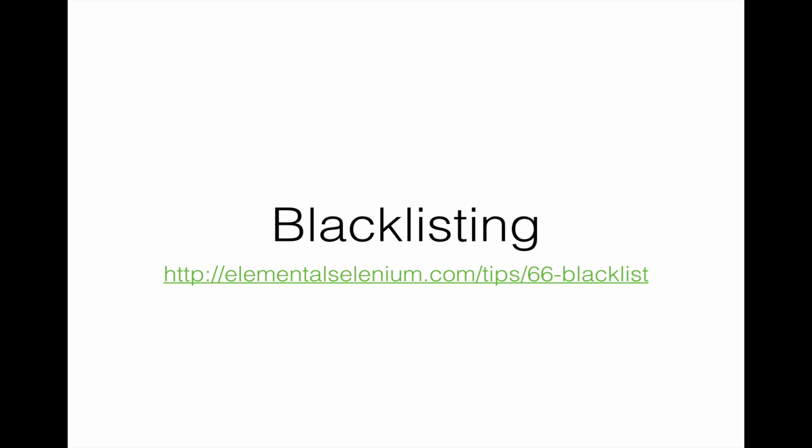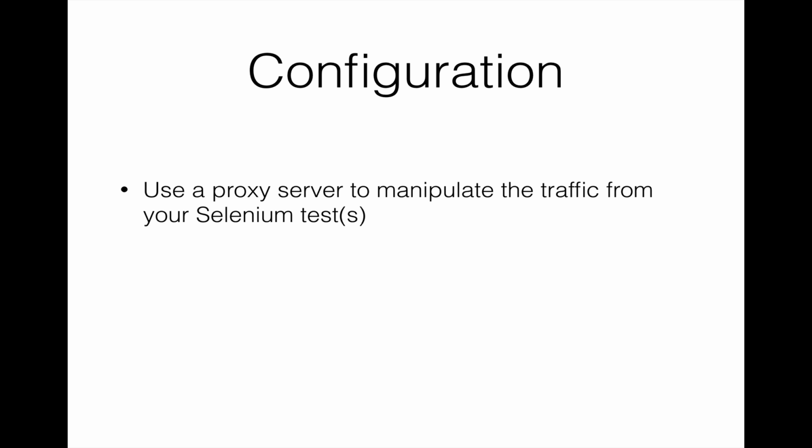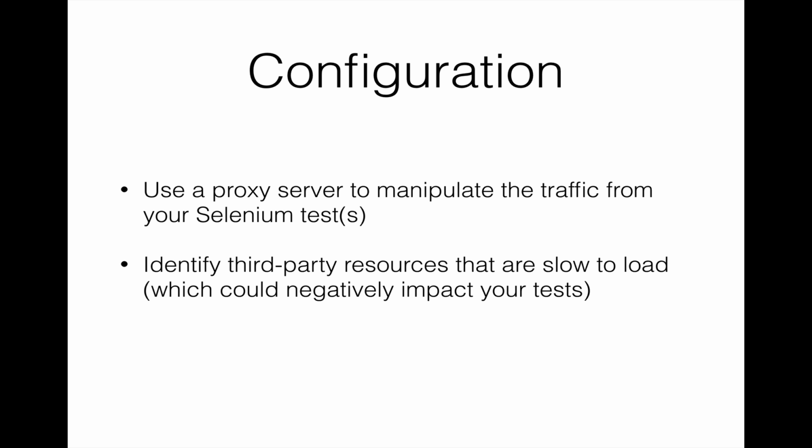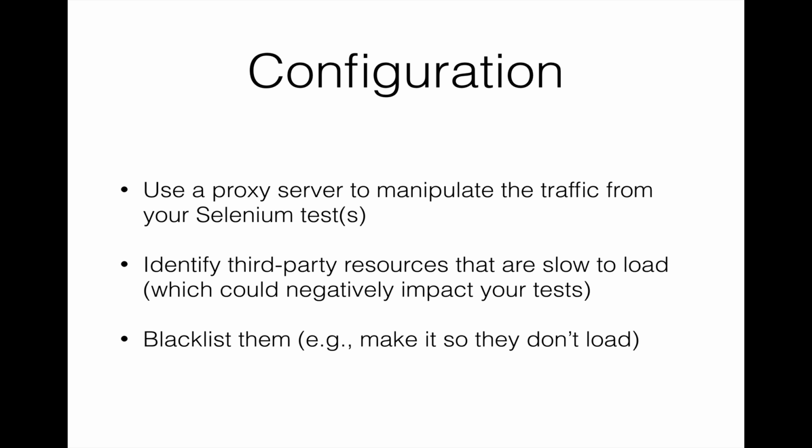And then, as I mentioned, blacklisting is great because if there's slow loading resources that you don't actually care about, that don't impact the core functionality of the feature you're testing, then you'd potentially want to remove them so that they're not going to create any sort of transient failures in your tests. And so you use a proxy server so that you can manipulate the traffic. And then you can identify third-party resources, like I said, and then make it so they don't load. It's actually pretty cool because you specify it once and then it just basically catches it before it loads.